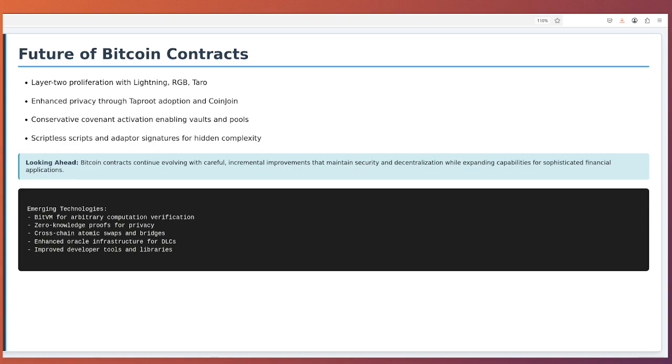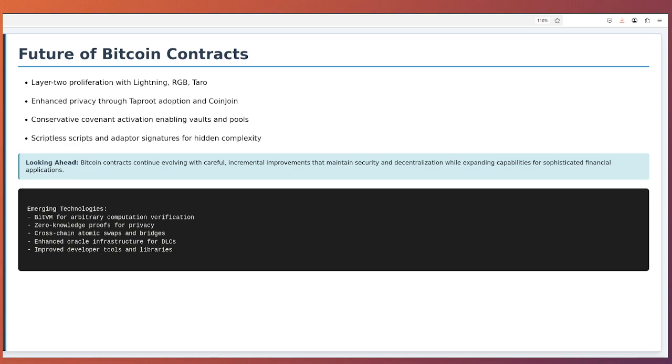Improved multi-signature through continued adoption of MuSig2 and key aggregation will make collaborative custody more efficient. Integration with HTLCs will bring sophisticated financial contracts to Bitcoin with strong privacy. Oracle infrastructure will mature, providing reliable attestations for contracts. Scriptless scripts and adapter signatures will enable complex contract logic without revealing it on-chain, improving both privacy and efficiency.